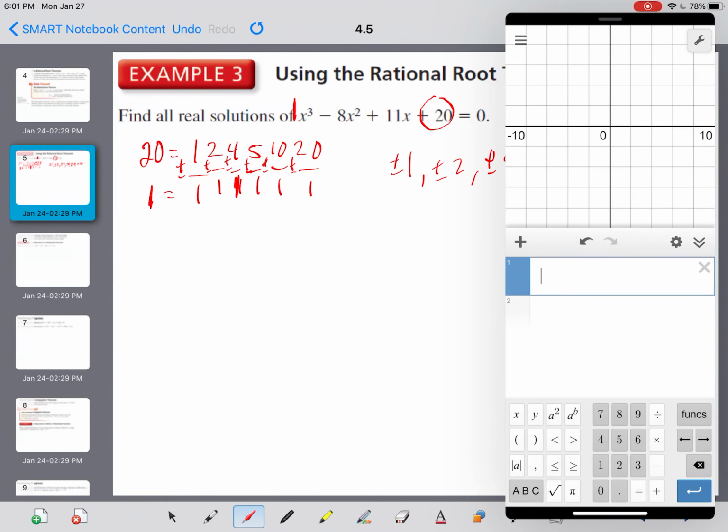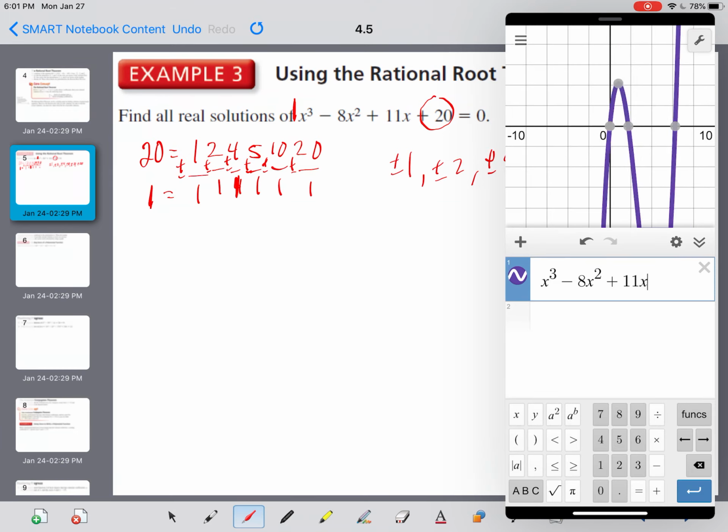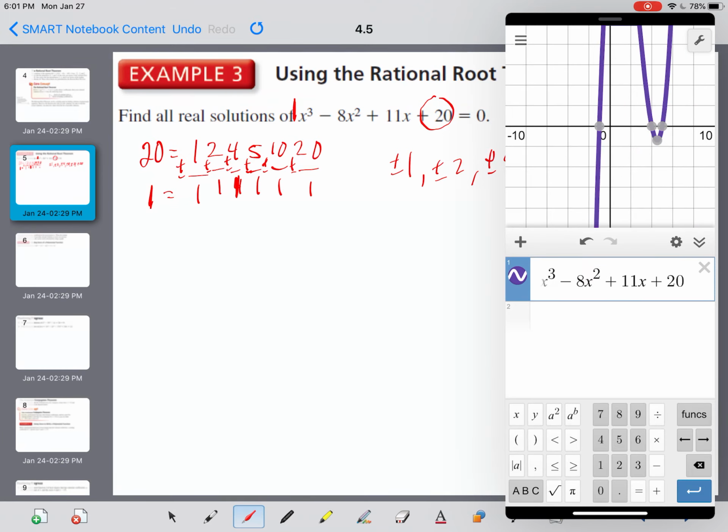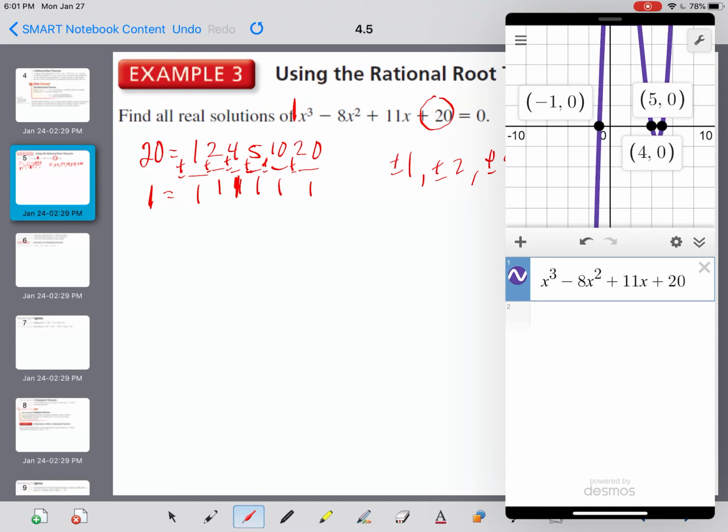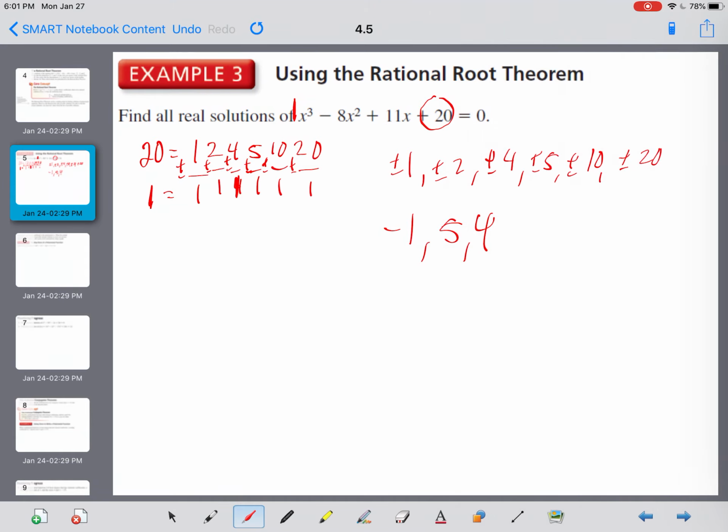But we have handy-dandy trusty Desmos, so we're going to enter x to the third minus 8x squared plus 11x plus 20, and we go bip, bap, boop, and we know that it's -1, +5, and +4. Right, so not you, not you, not you. Not the negative, not the negative, not the positive. -1, 4, and 5 are our solutions.